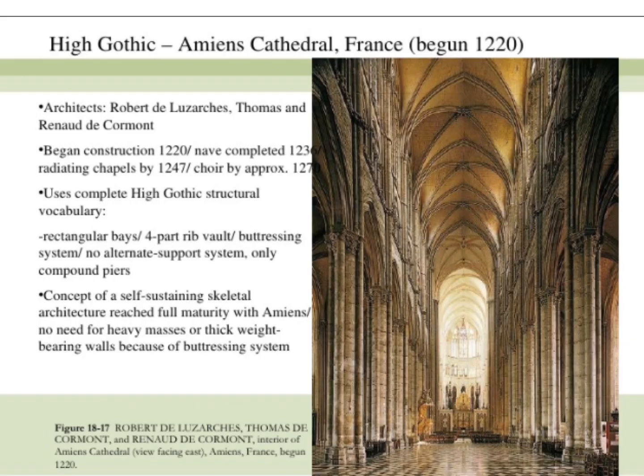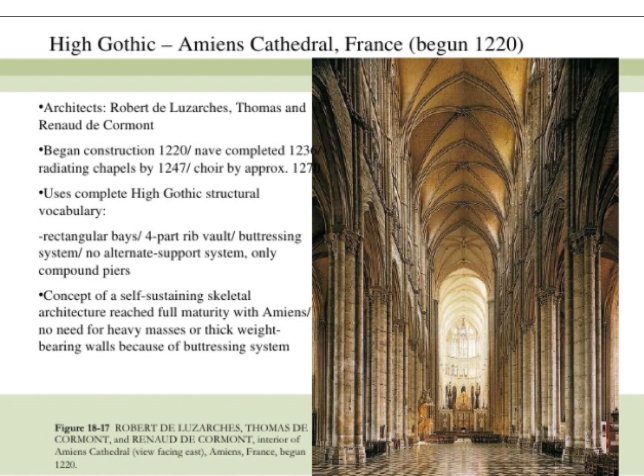All right, so we are in full High Gothic at Amiens Cathedral in France. It was begun in 1220, and we know the architects Robert de Luzarches and Renaud de Cormont. They began construction in 1220, and the nave was completed in 1234. The radiating chapels were completed in 1247, and the choir in 1270.